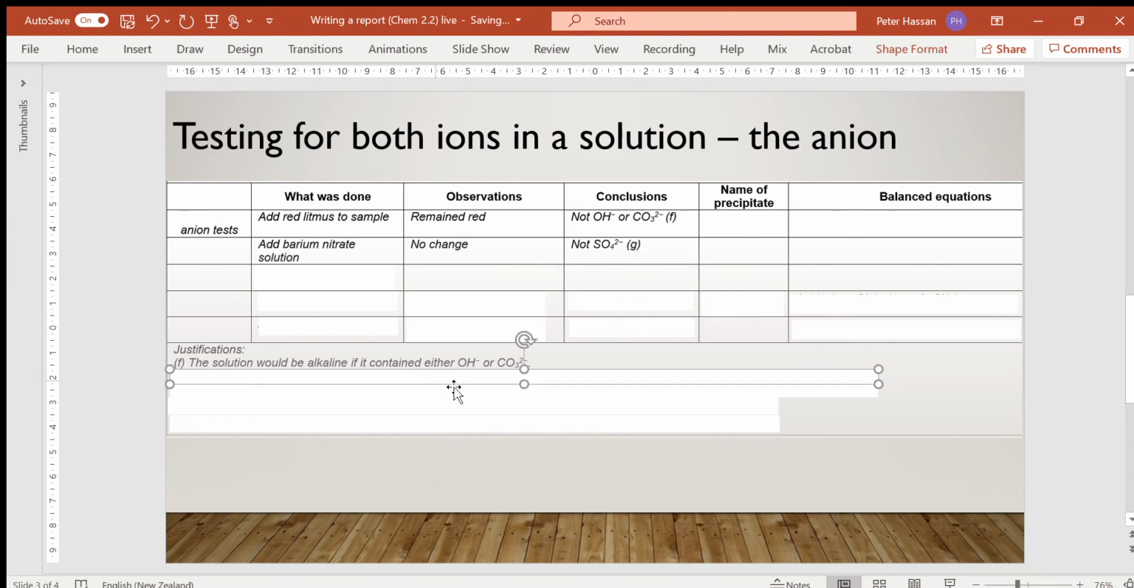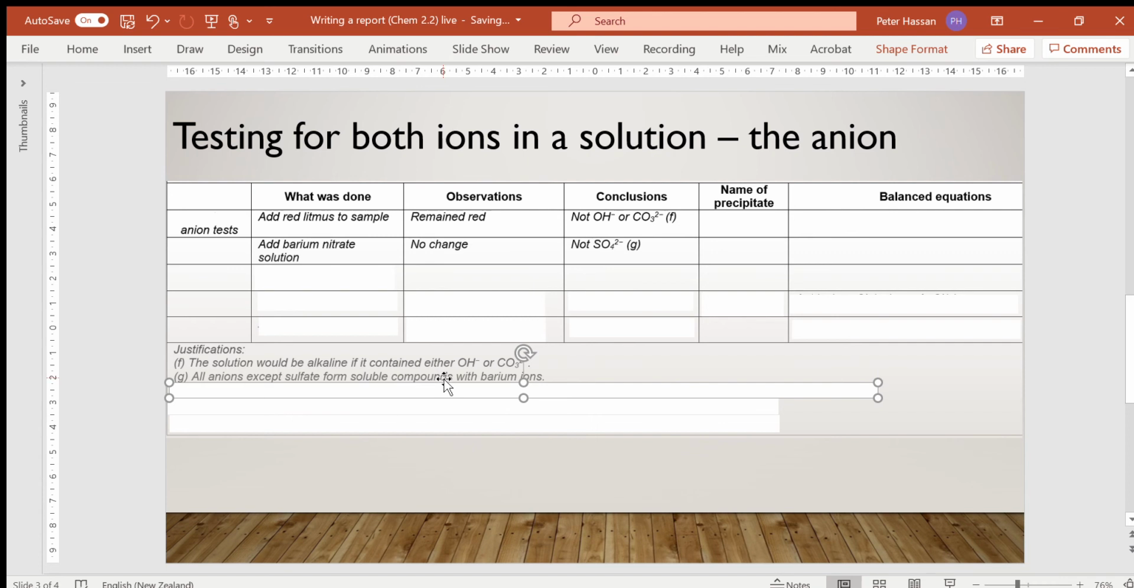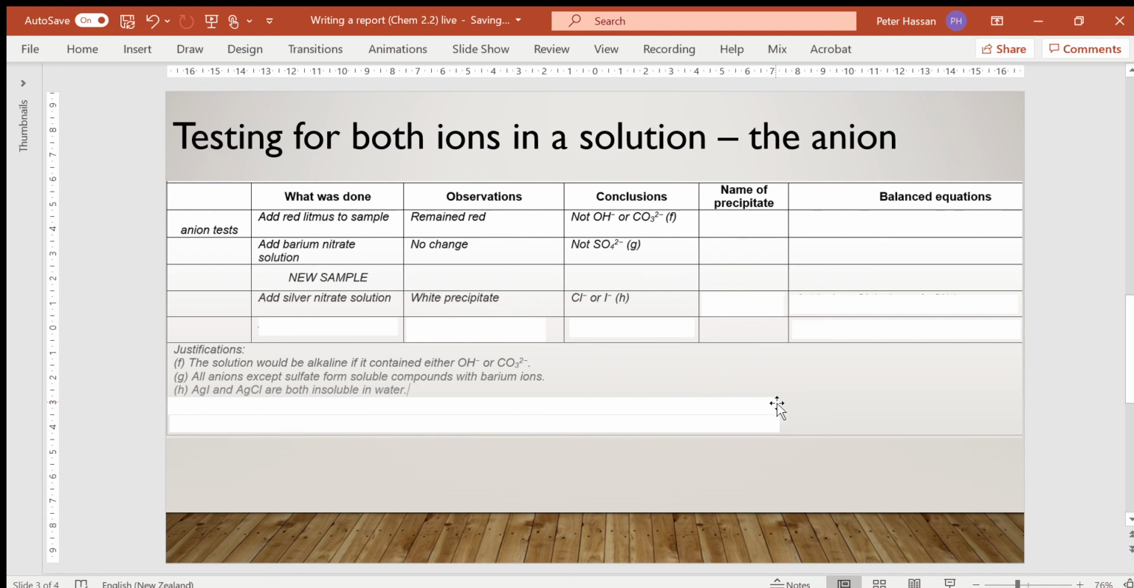Now the reason we can say that is that all the anions except sulfate would form a soluble compound with barium, and so sulfate would not. You would see a precipitate. You could add that if you wanted to. Okay. Now we clean the test tube, put a new sample in it, and add silver nitrate to it. In this case we see a white precipitate, so we can conclude that it's either chloride or iodide, because silver iodide and silver chloride are both insoluble in water.